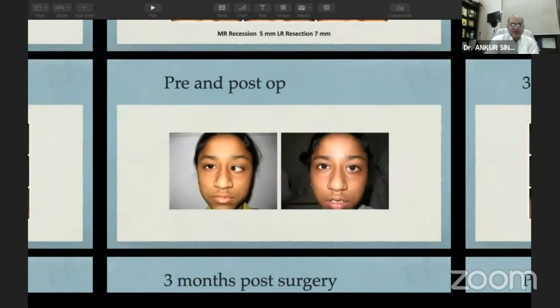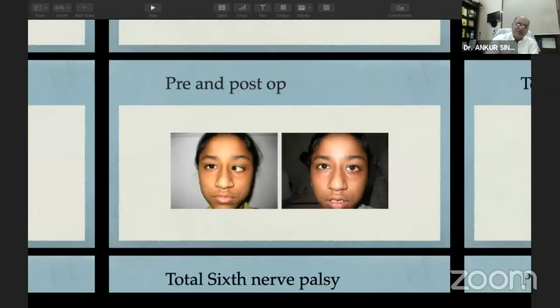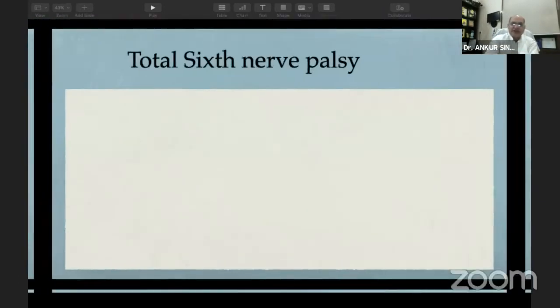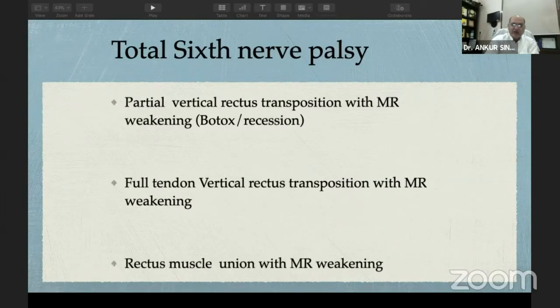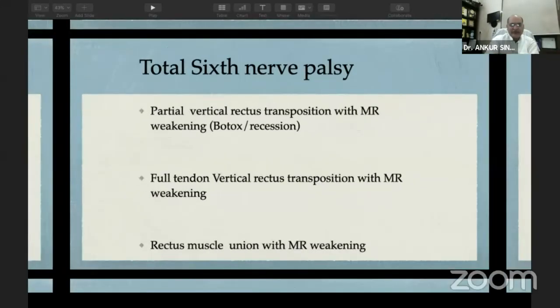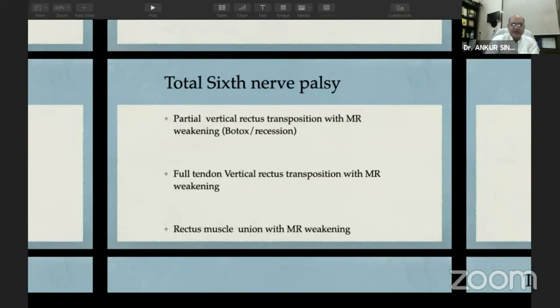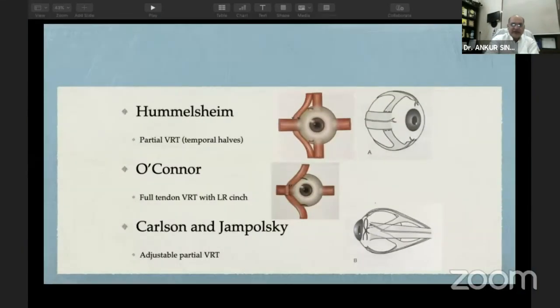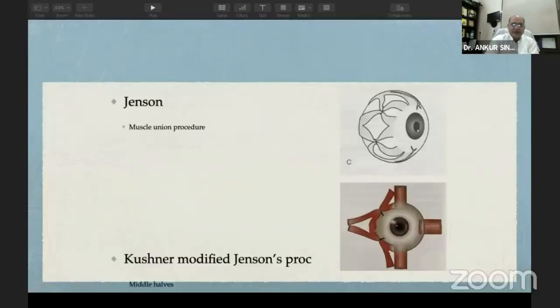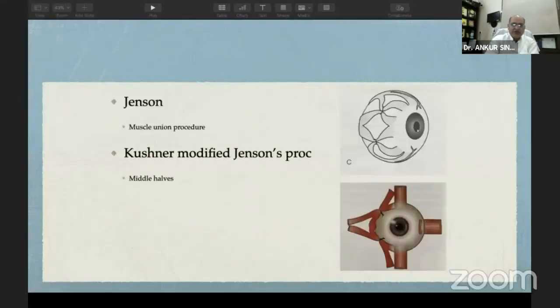Now, this is another case for total sixth nerve palsy. We have options of partial vertical recti transposition with MR weakening, or full tendon transposition to the lateral rectus with MR weakening. And now we have rectus muscle reunion procedures or shifting of recti muscle to the lateral rectus with MR weakening procedures. Now, there are various procedures like Hummelsheim, O'Connor, Carlson and Jampolsky's, Jensen's muscle reunion procedure, Kushner's modification of Jensen's procedure.